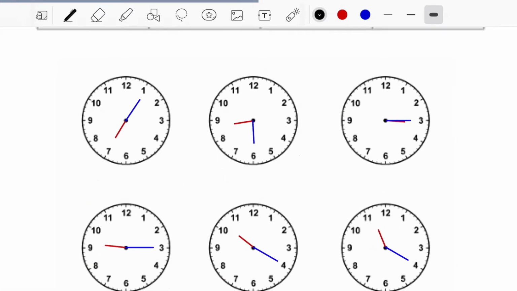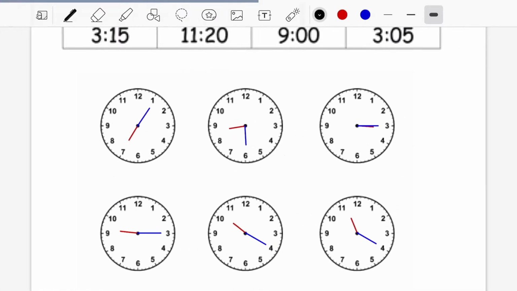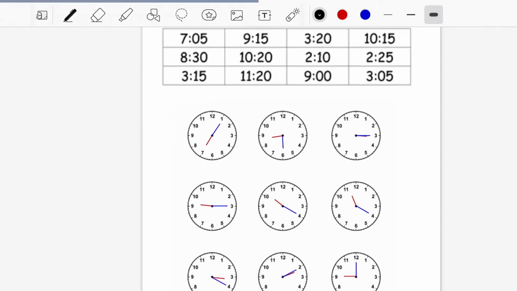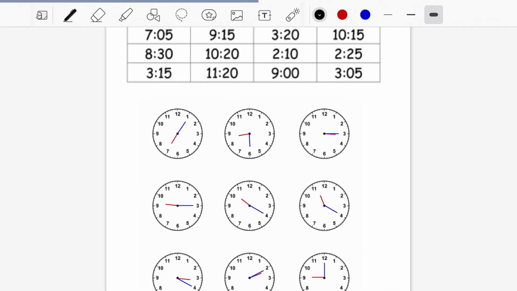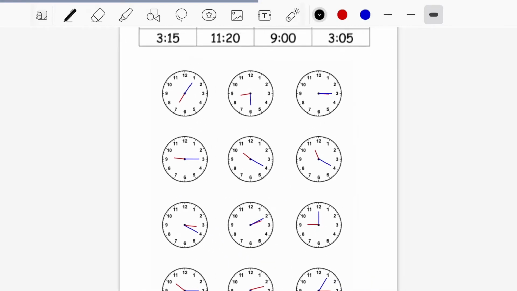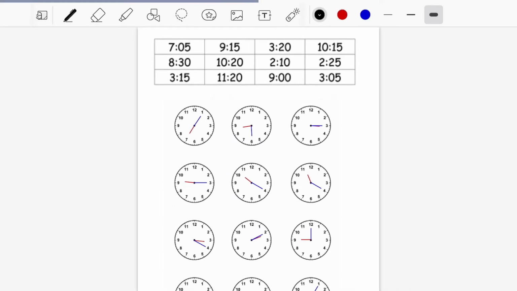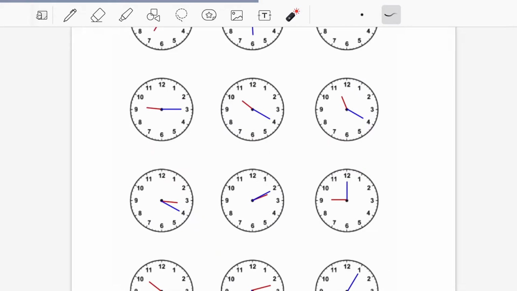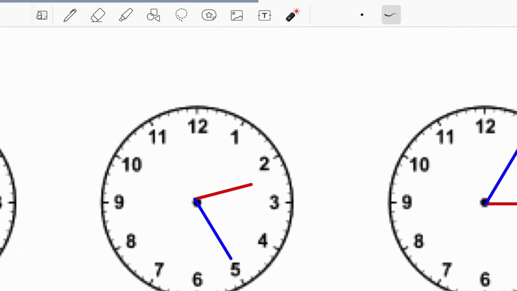Next we have 9:15. Let's look at another one. Let's look at 2:25, this one here. So we can see for 2:25 that our hand is not directly on the 2, it's a little bit after the 2, but not on the 3.